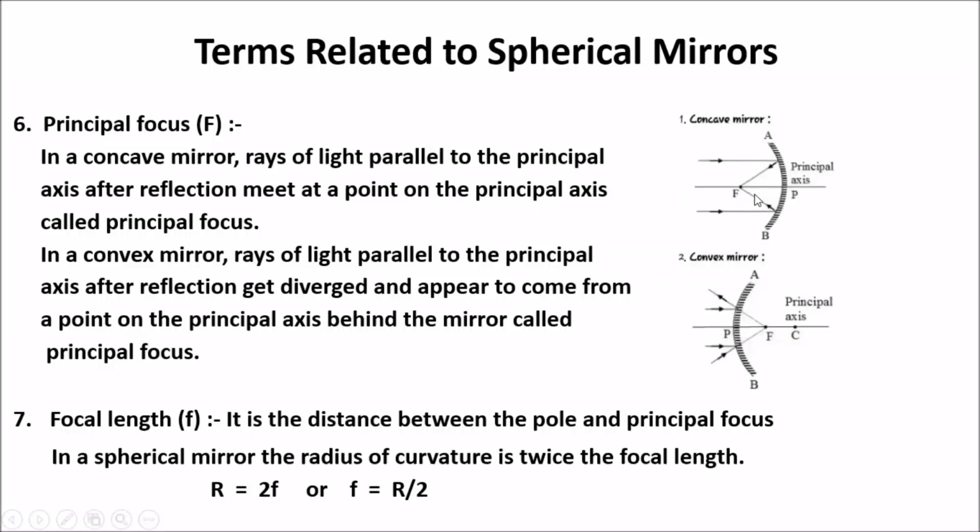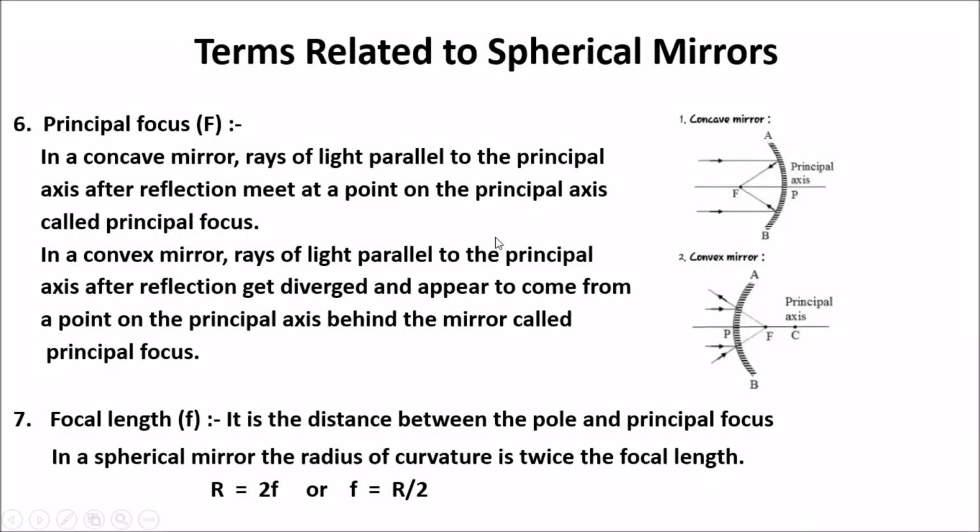A concave mirror is also called a converging mirror because the light rays are converging after the reflection from the mirror. Whereas a convex mirror is also called a diverging mirror because light rays are diverging after reflection from the convex mirror. The next term which is important is the distance between pole and focus. Whether it's a concave mirror or convex mirror, the distance between pole and focus is called the focal length.